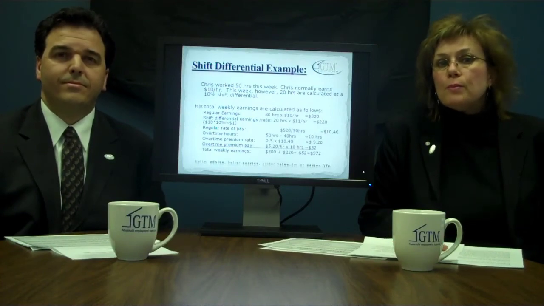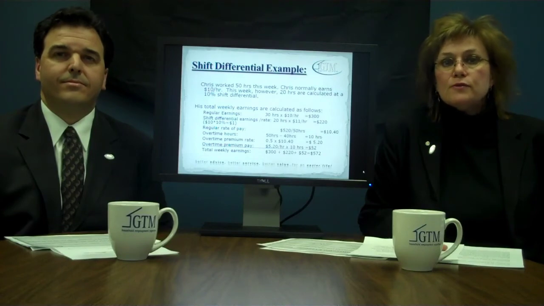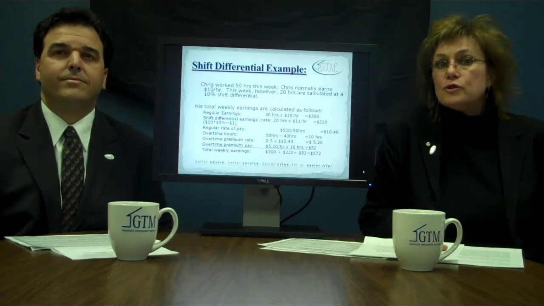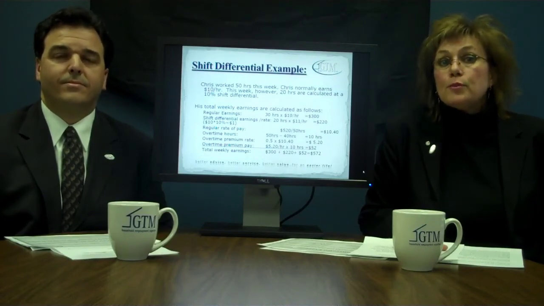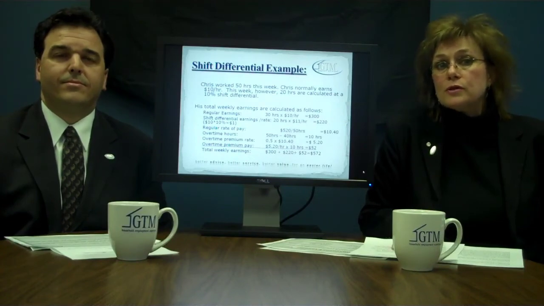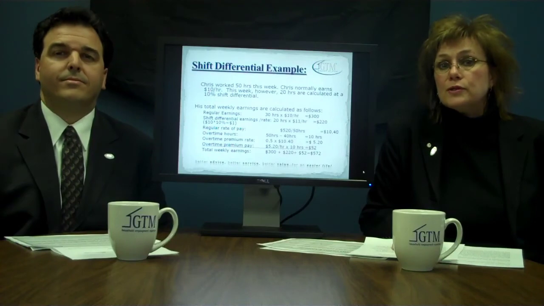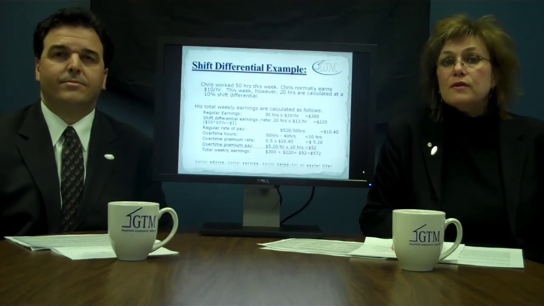Overtime premium rate, 0.5 times the $10.40, will equate to $5.20. The overtime premium pay would be the $5.20 times the 10 hours, equating to $52. So therefore his total weekly earnings would be the $300 plus the $220 plus the overtime premium pay of $52, equating to a total gross weekly of $572.